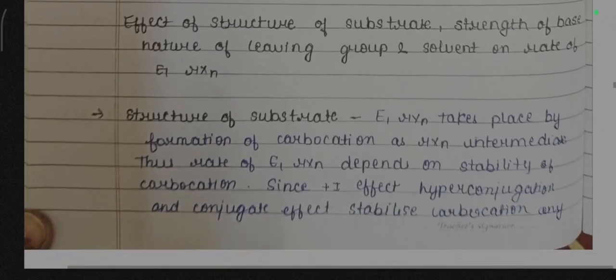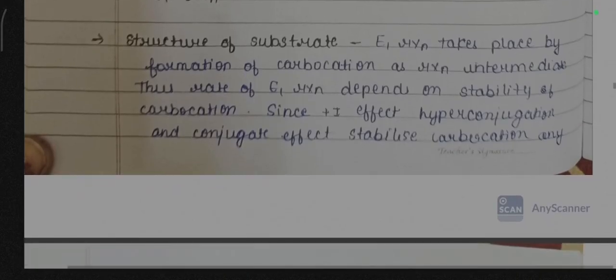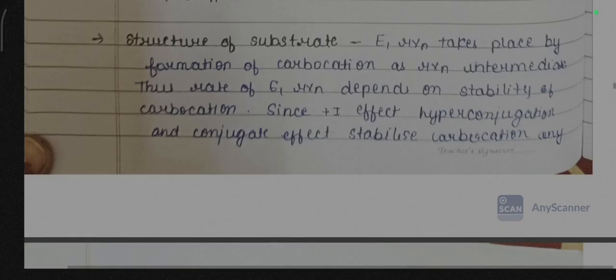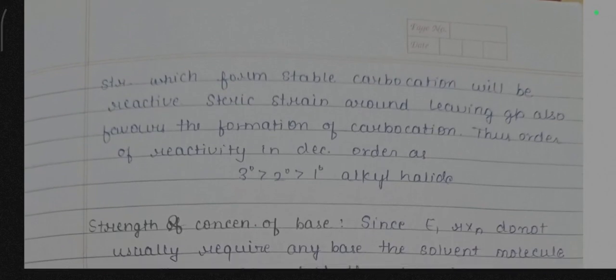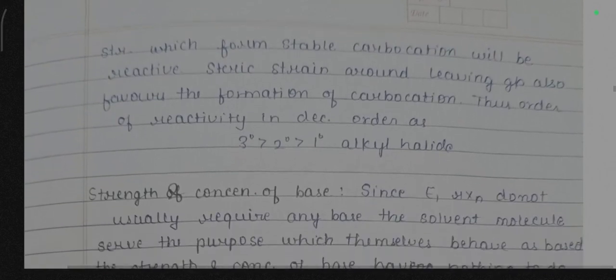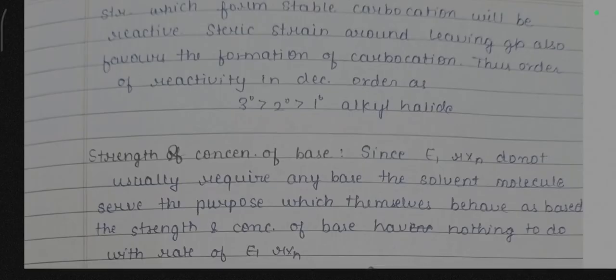Effect of structure of substrate, strength of base, nature of leaving group and solvent on the rate of E1 reaction. Structure of substrate. E1 reaction takes place by formation of a carbocation as a reaction intermediate. Thus, the rate of E1 reaction depends on the stability of the carbocation. Since the +I effect, hyperconjugation and conjugation stabilize a carbocation, any structure which forms a stable carbocation will be reactive. Steric strain around the leaving group also favors the formation of carbocation. Thus, the order of reactivity in decreasing order is tertiary greater than secondary greater than primary alkyl halide.